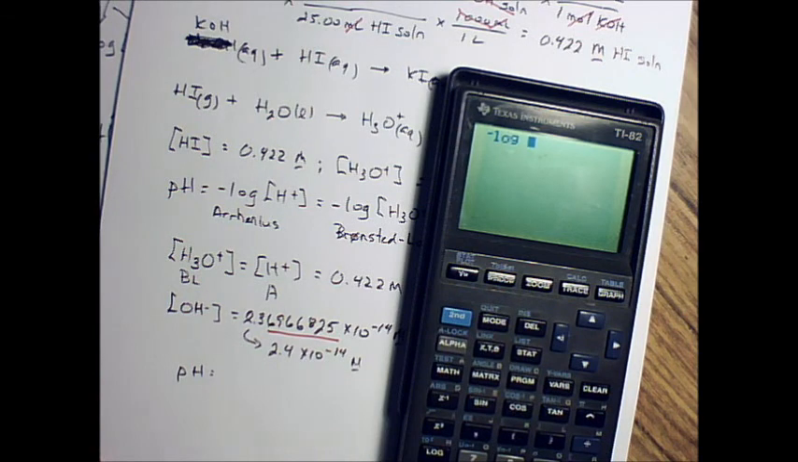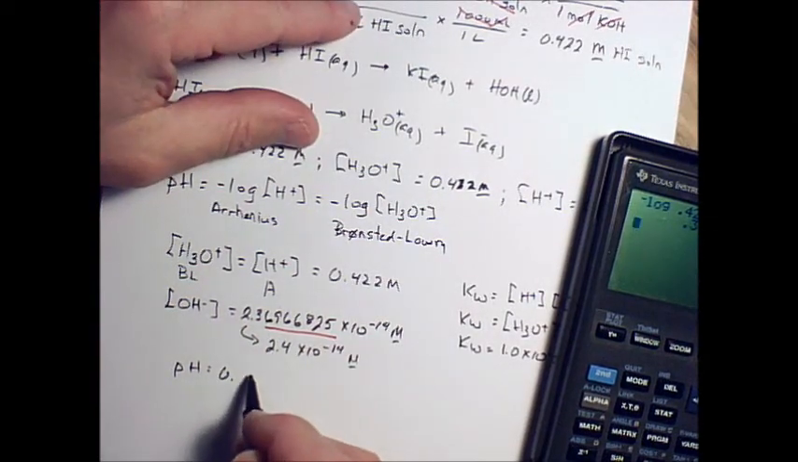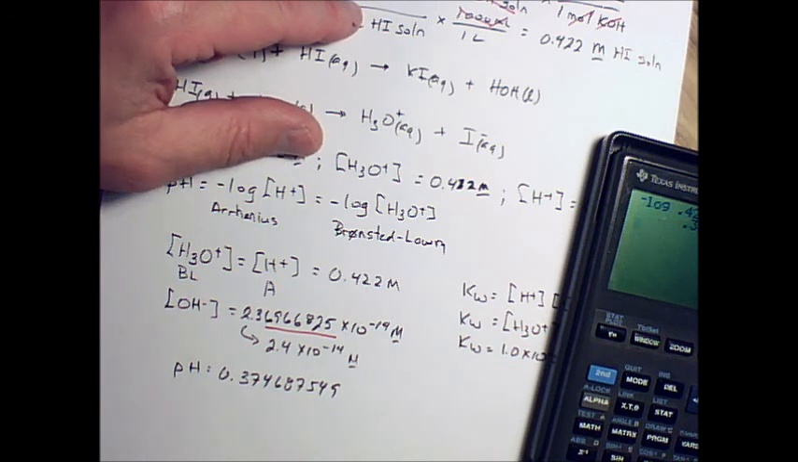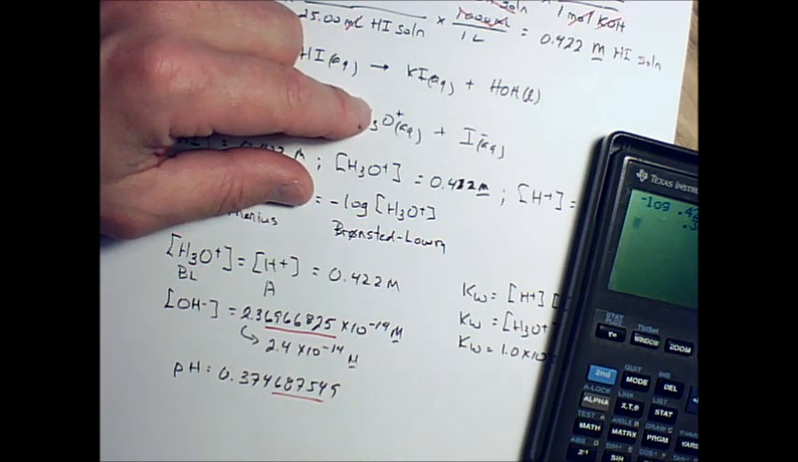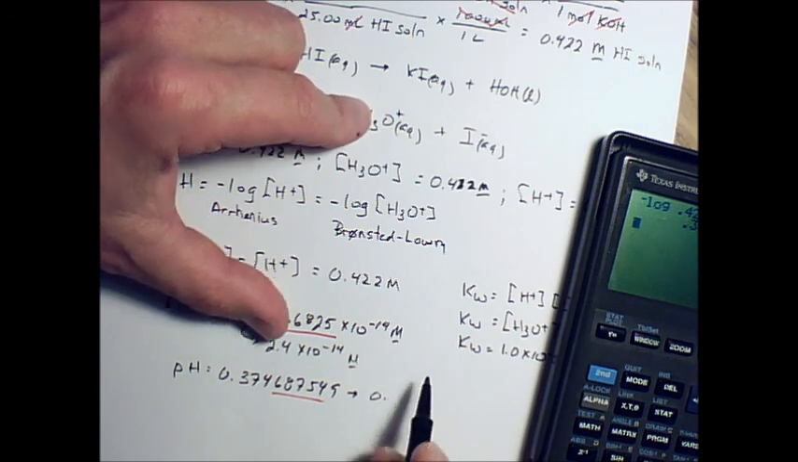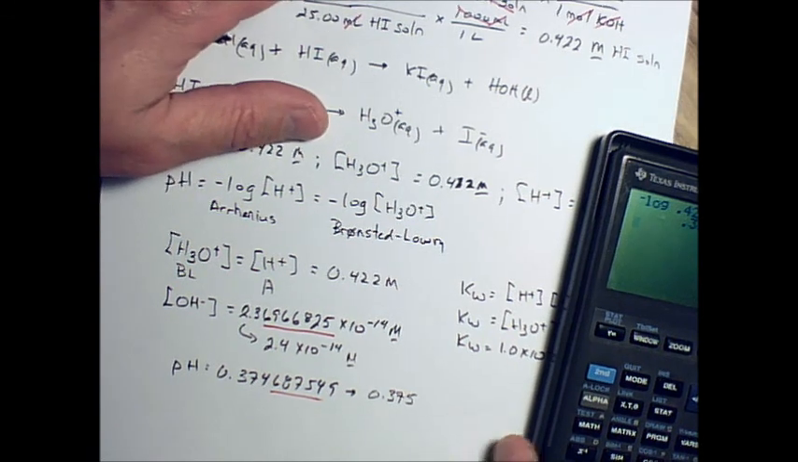Negative log 0.422. So the pH is 0.374687549, which we're going to round off to 2 digits. Why do we want to do it in 3? Oh, you're right. We can round it off to 3 there. Thank you. And that comes out to be 0.375 is the pH.